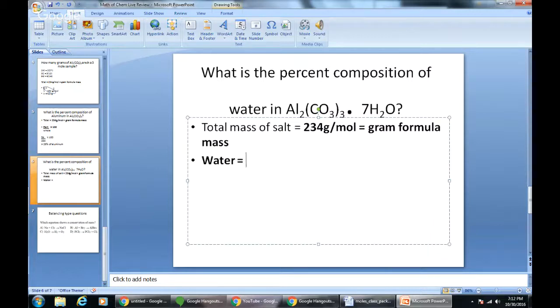Water equals 7 water molecules. How many hydrogens? We have 14 hydrogens plus how many oxygens? 7. Be careful with the coefficient. 7 oxygens. And this whole thing is going to equal, I'll just give you the number here, 126 grams. So that's the water. That is not the whole. That is the part. Percent composition is part over whole times 100.